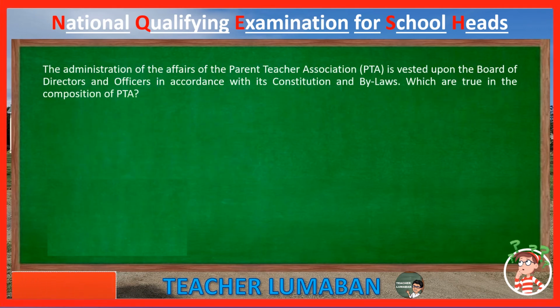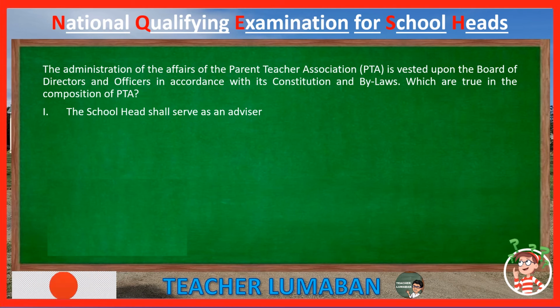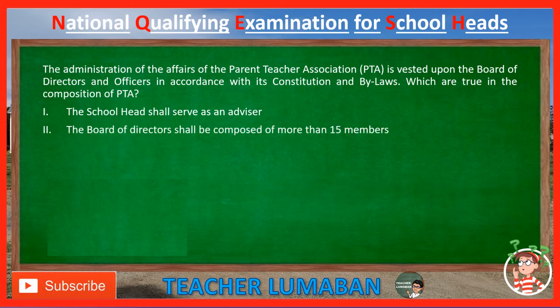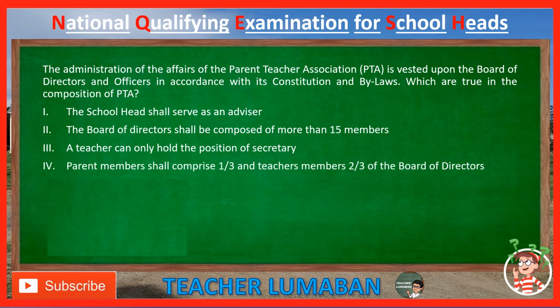The administration of the affairs of the Parent-Teacher Association, PTA, is vested upon the Board of Directors and Officers in accordance with its constitution and bylaws. Which are true in the composition of PTA? Roman numeral 1. The school head shall serve as an advisor. Roman numeral 2. The Board of Directors shall be composed of more than 15 members. Roman numeral 3. A teacher can only hold the position of secretary. Roman numeral 4. Parent members shall comprise 1/3 and teacher members 2/3 of the Board of Directors.